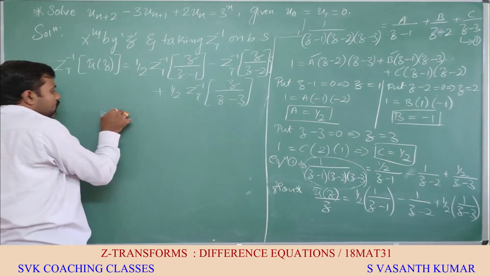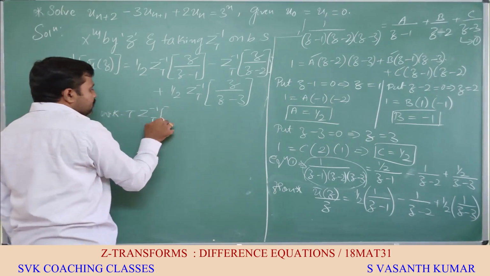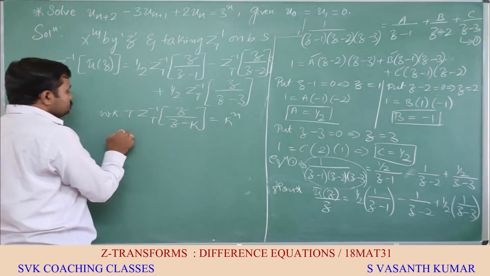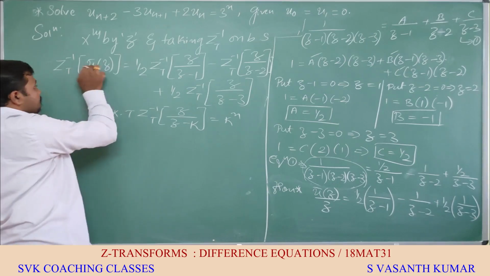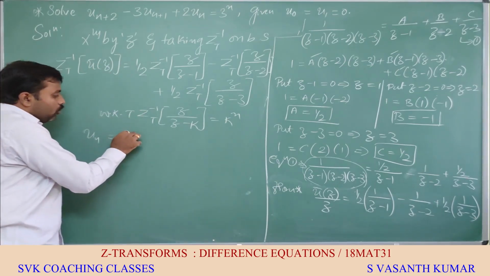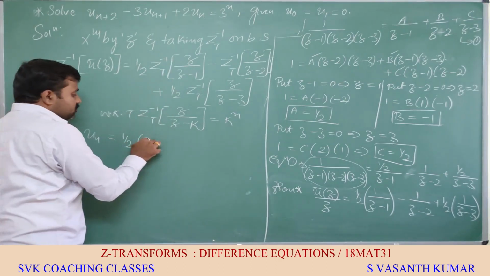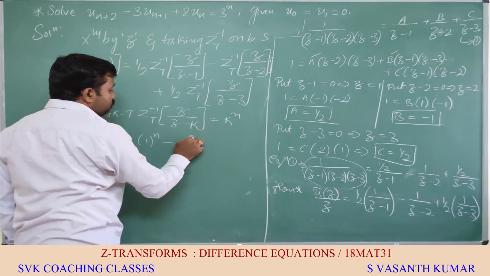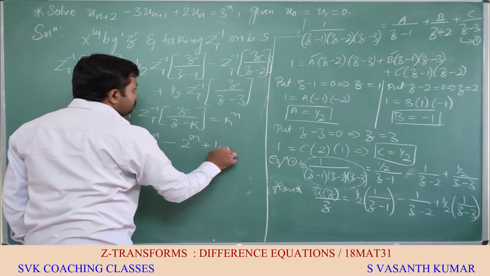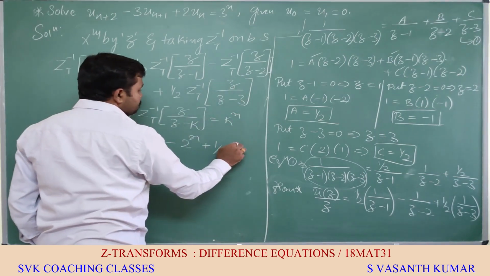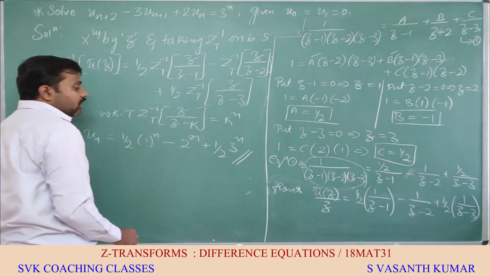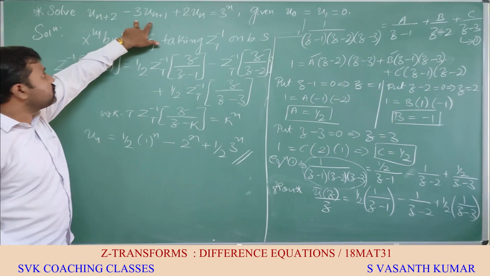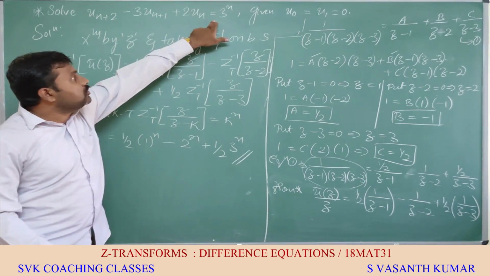As we know that ZT inverse of z by z minus k is equal to k power n, we can write U n, the ZT inverse of U bar of z, is equal to 1 by 2 times 1 power n minus 2 power n plus 1 by 2 times 3 power n. This is the required solution for the given difference equation U n plus 2 minus 3 U n plus 1 plus 2 U n equal to 3 power n.